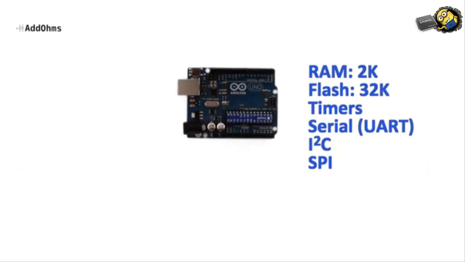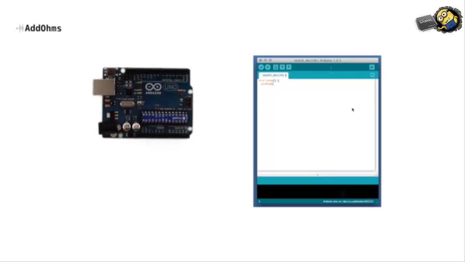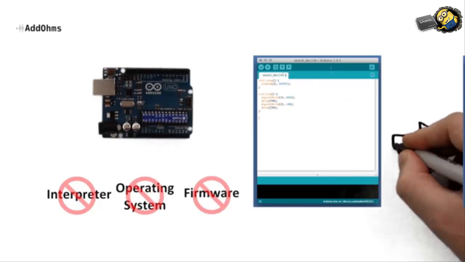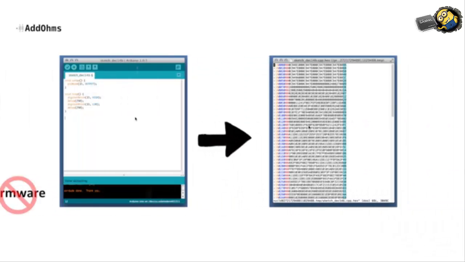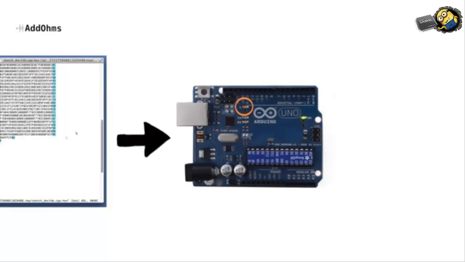Outside of the chip, the Arduino board contains parts like voltage regulators, passive components, and the I/O connectors. It's a relatively simple design with an even simpler software structure. The code that you write in the IDE is the only code that runs on the chip. There's no interpreter, no operating system, and no firmware. Your C code is compiled into machine language, and then it runs on the Arduino itself. This is as bare bones as you can get.